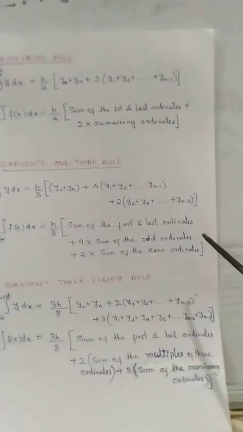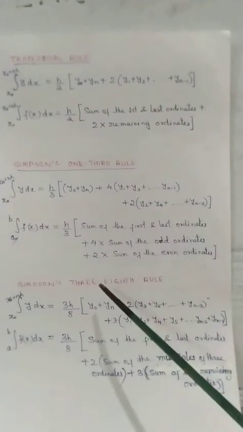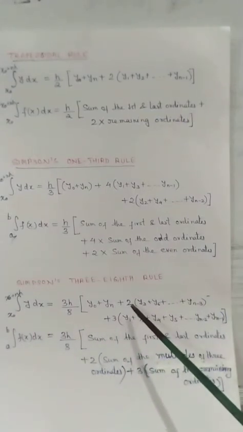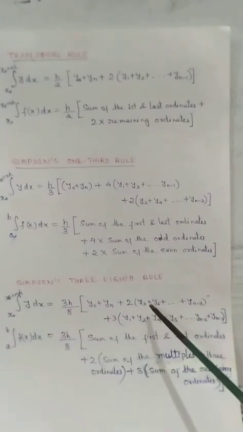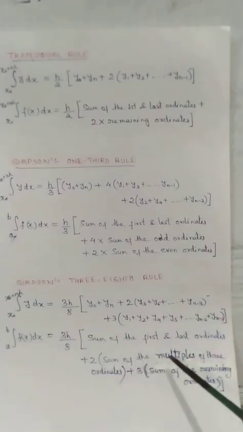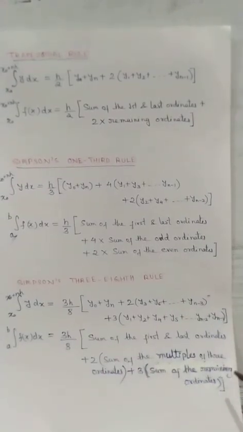Now the third one is Simpson's 3/8 rule. It is 3h/8 times the first and last ordinates plus 2 into the sum of the multiple of 3 ordinates plus 3 into the sum of the remaining ordinates. So this is all about the three formulas of numerical integration. Here we do the integration numerically, so it is called numerical integration. Thank you.